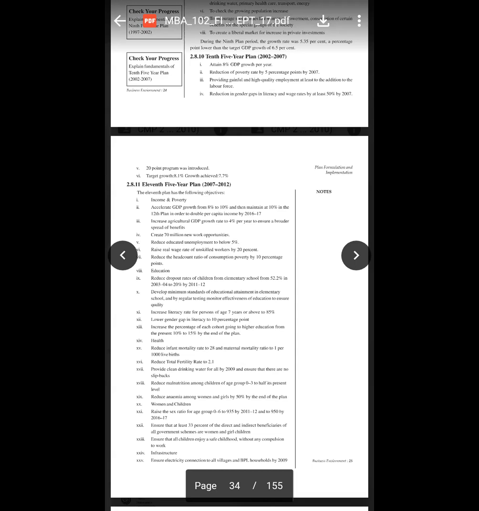Okay, then the next one is increase the literacy rate. Definitely they have shown good growth of literacy rate for persons of 7 years or above to 85%. Lower the gender gap in literacy by 10 percentage points. I mean, they have given more focus on female candidates also to become literate. Okay, it is a necessity of the country. Then increase the percentage of each cohort going to higher education from the present 10% to 15% by the end of the plan, and there is health growth also. So they have given more focus to women's development and children's development as well.